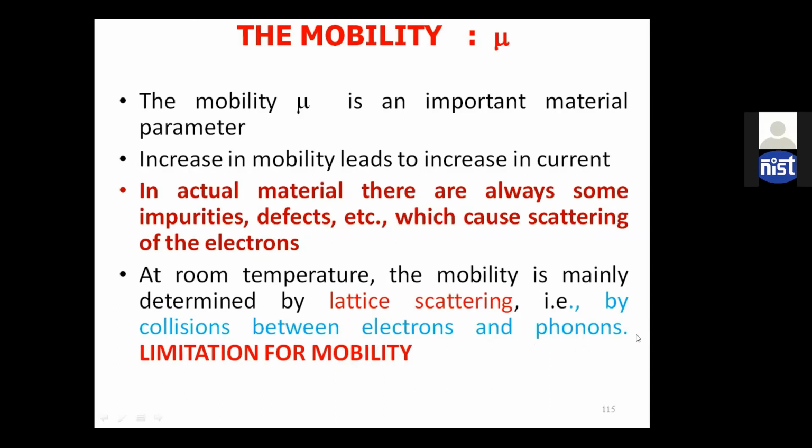So phonon scattering is the dominant one at high temperature, and at low temperature impurities, defects, alloy or interface roughness can contribute. That means they can dominate the mobility. So this is all about what we have discussed in the first lecture.